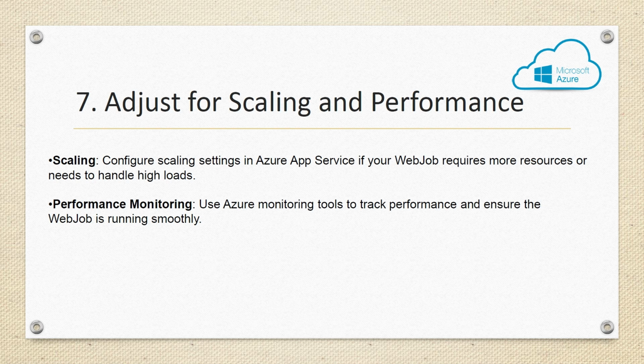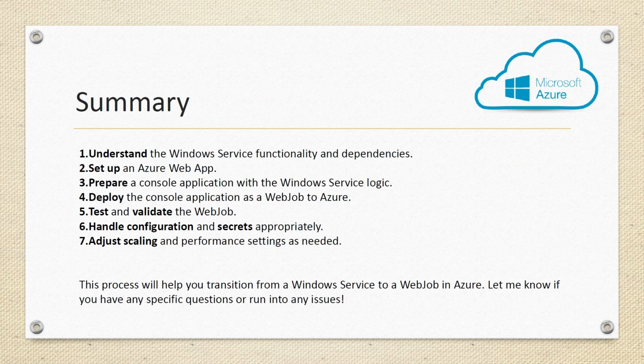For performance monitoring, use Azure monitoring tools to track the performance and ensure the web jobs are running smoothly. You can use the Kudu console logs, Azure Application Insights, the logging framework, and the diagnostic logs. Multiple performance monitoring tools are available on the Azure portal, and you can configure them and check whether your converted Azure web jobs are running as expected or not.